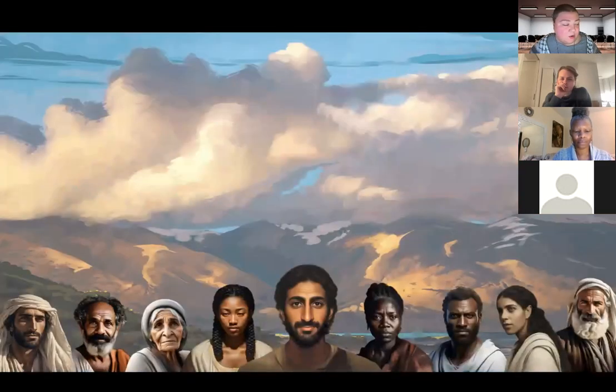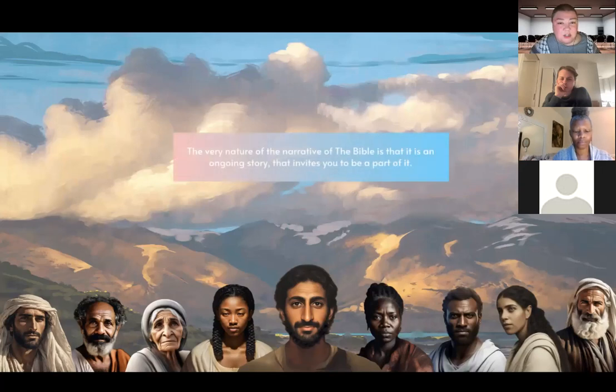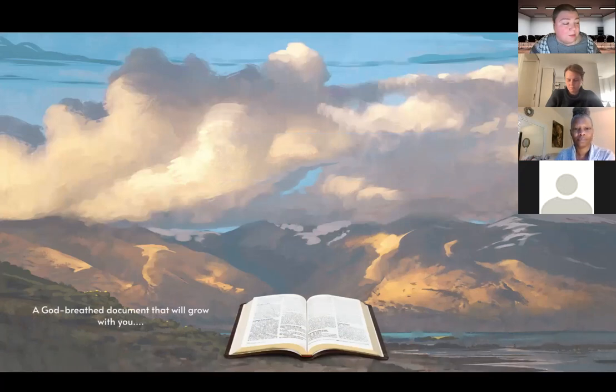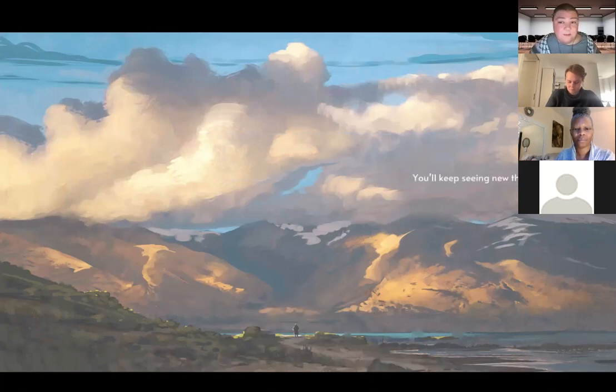The very nature of the narrative of the Bible is an ongoing story. This is the invitation of the Bible. Not stagnation, not entrenchment, not blind and anxious defense of tradition. It is a lion that we needn't defend or prop up, but calls us to responsible use, a God-breathed document that will grow with you. And you will keep seeing new things.